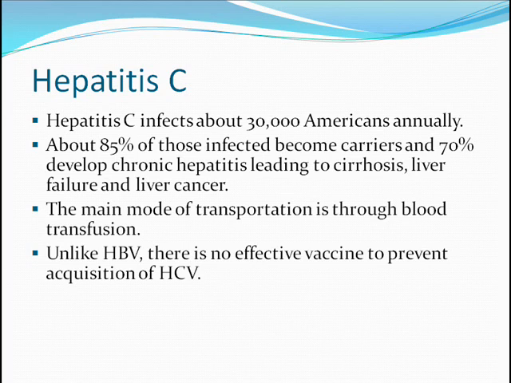Like hepatitis B, hepatitis C is a virus that affects the liver. On average, 75% of patients with hepatitis C infection will later develop chronic hepatitis, cirrhosis, or liver cancer. Nearly 4 million Americans are infected with hepatitis C. Only 25% are diagnosed. Hepatitis C can be chronic and fatal and is responsible for 8,000 to 10,000 deaths annually. Unlike hepatitis B, there is no effective vaccine to prevent the acquisition of hepatitis C.